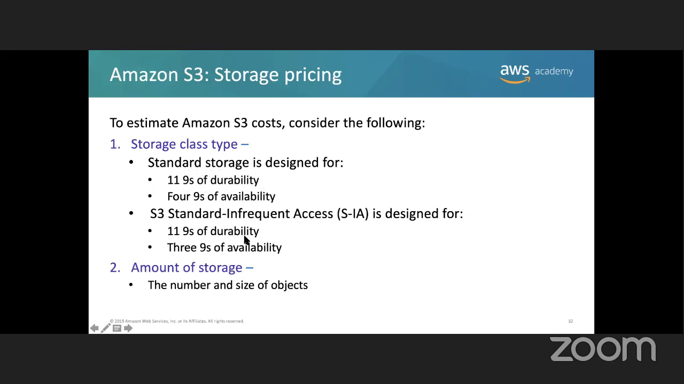Now, S3 Standard Infrequent Access, IA, has 11 nines of durability and 3 nines of availability, that is 99.9. So it's just one less nine than the standard one. Next, the amount of storage, the number and size of objects. The bigger the object, the more you're going to be charged. The more objects you have, the more you're going to be charged.